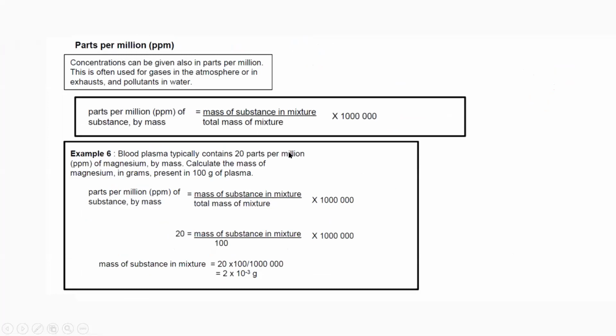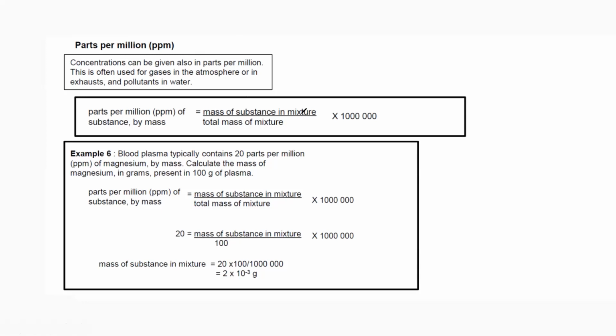Then we have a formula for finding a concentration in parts per million. Normally, concentration can also be represented in parts per million, and it is normally used for very small amounts. So, what is the formula to get the concentration in parts per million?